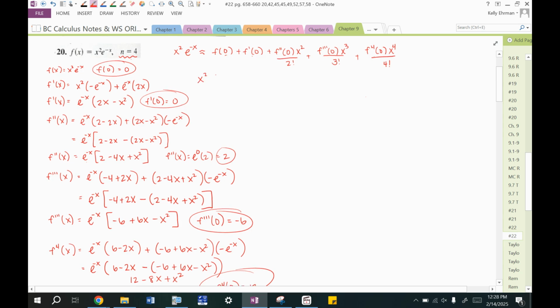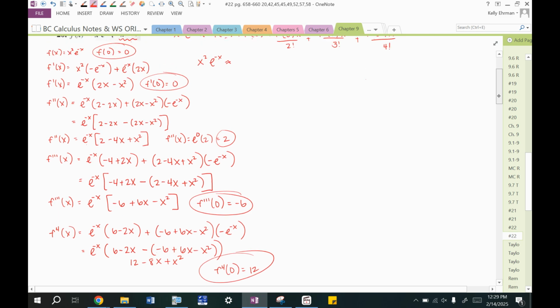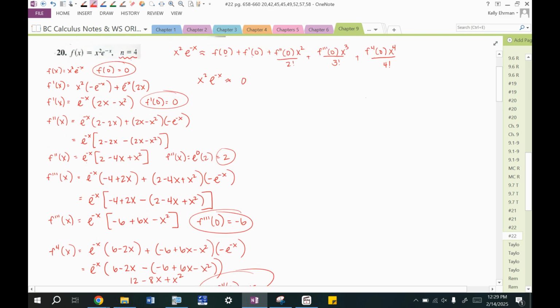So we're saying that x squared e to the negative x can be approximated by, so you can put in the zeros if you want. And this should have had an x right here. I missed that, sorry. So 0 plus 0x, and then plus 2x squared over 2 factorial. You could simplify that or not. Minus 6x cubed over 3 factorial.